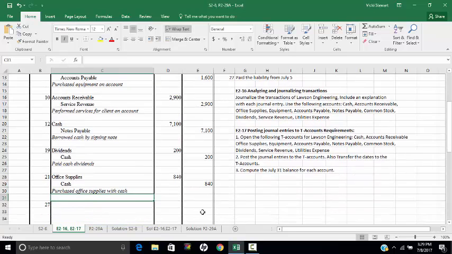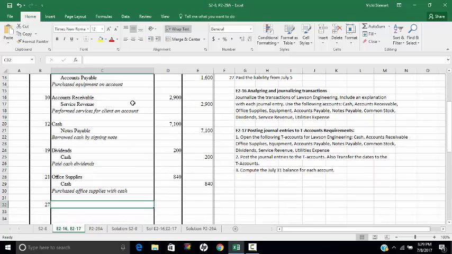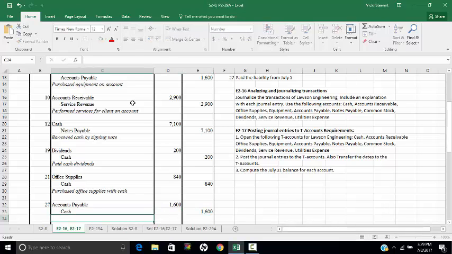On the 27th, it says that we paid the liability from July 5th. So we see on July 5th, that was when we bought the equipment for $1,600. So we paid that off. So we're going to debit accounts payable for $1,600 and we're going to credit cash for $1,600. And our explanation would be paid cash on account.